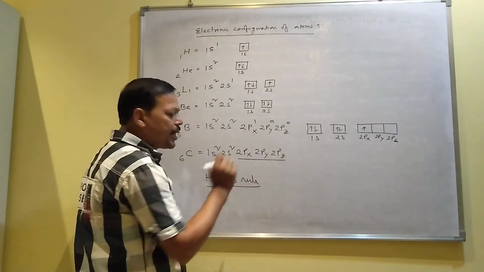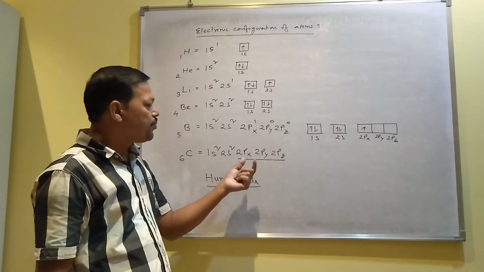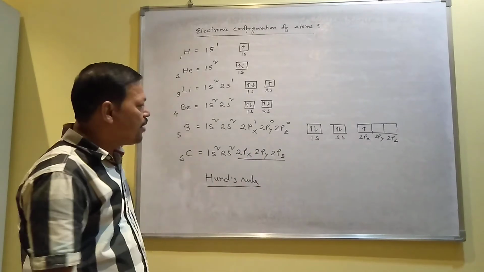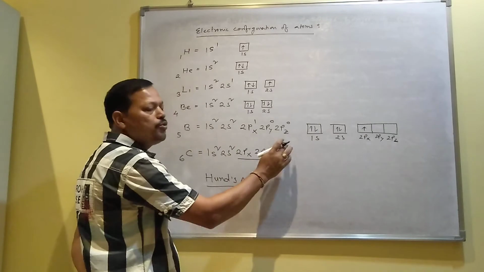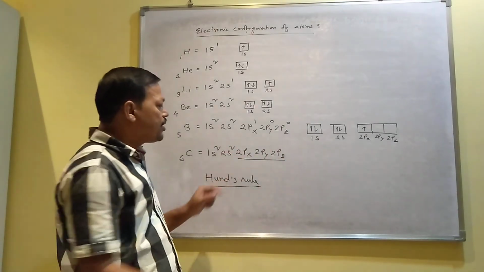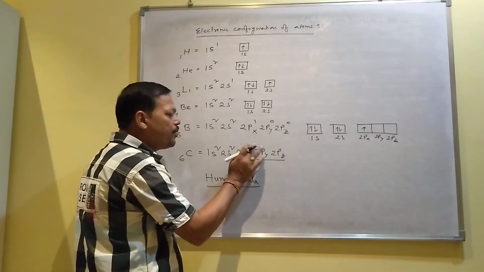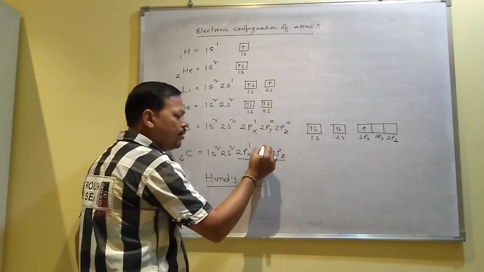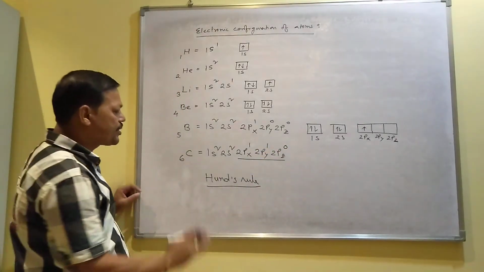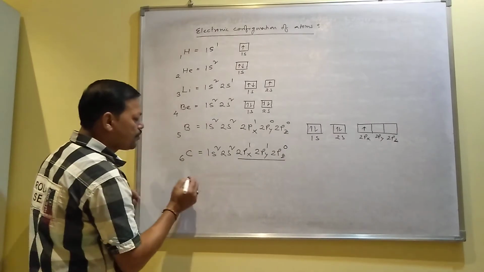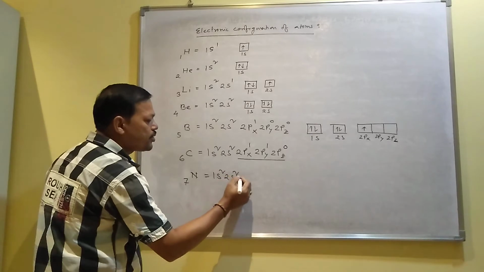Since their energies are the same, Hund said that when you fill electrons into equal energy orbitals, the first time you have to enter the electron singly, and then you do pairing. If you enter 2 electrons here while these are vacant, it will become wrong. That is why first you enter 1 electron here, then another electron should go here, this one is vacant, like this.